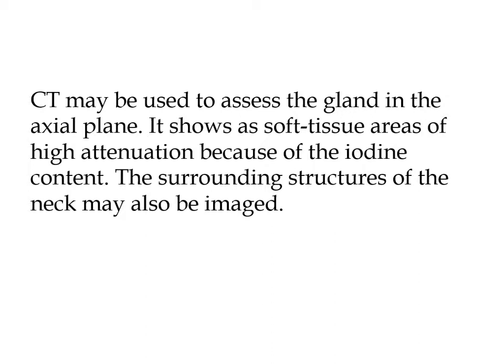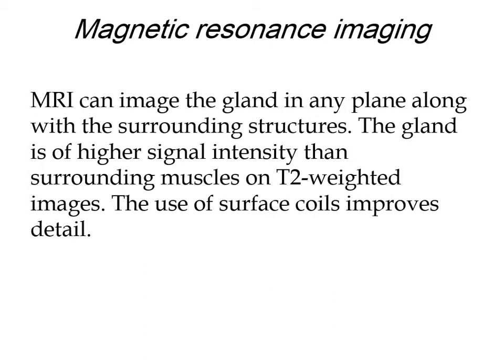CT may be used to assess the gland in the axial plane. It shows the soft tissue of high attenuation because of the iodine content. Surrounding structures can also be imaged. Magnetic resonance imaging can also be used in any plane, showing high signal intensity compared with the surrounding muscle on the T2 image. The use of a surface coil improves the detail.